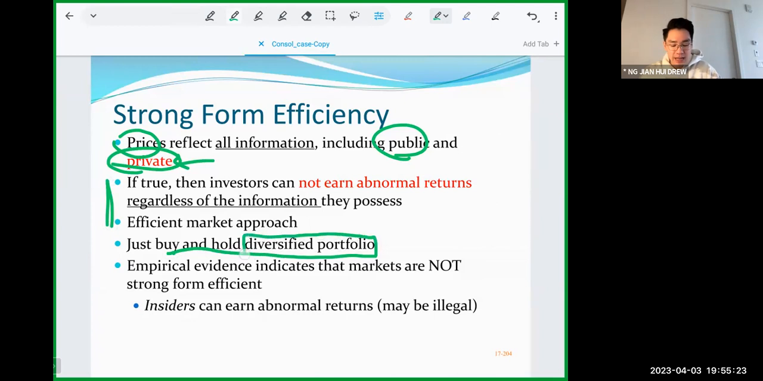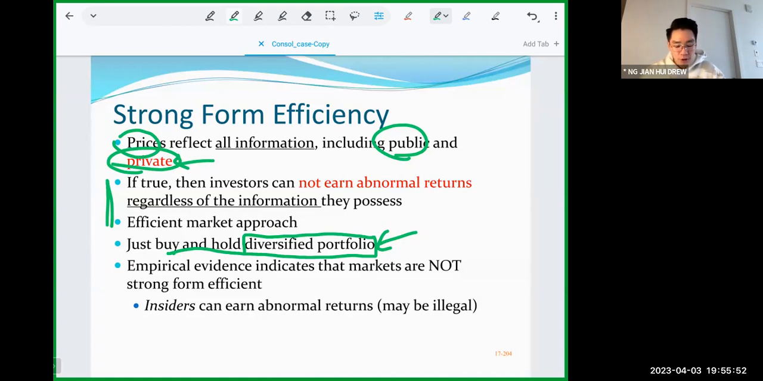So what does this diversified portfolio mean? It is a portfolio of stocks where you just hold a big portfolio of stocks. We'll think about diversification later after the break. But basically, you just hold something like the S&P 500, meaning a portfolio of 500 stocks, and that's all. Because we know that you cannot beat the market, right? So that's the strong form.